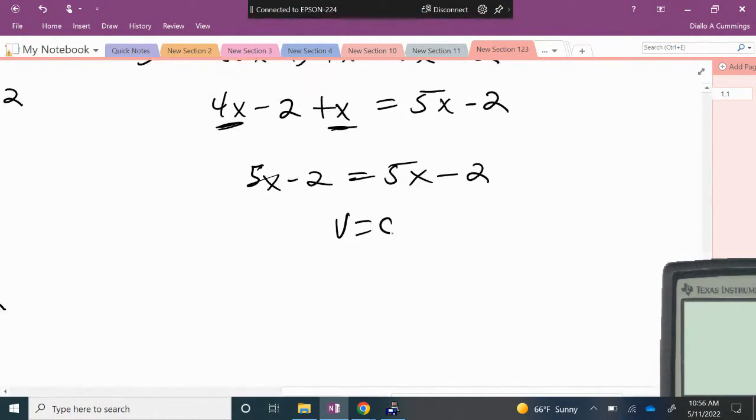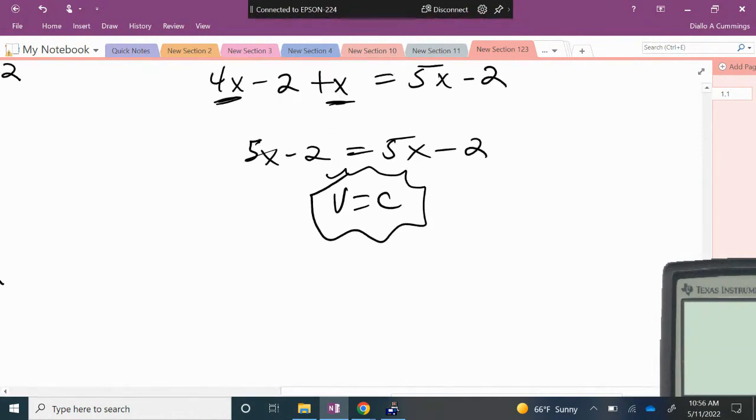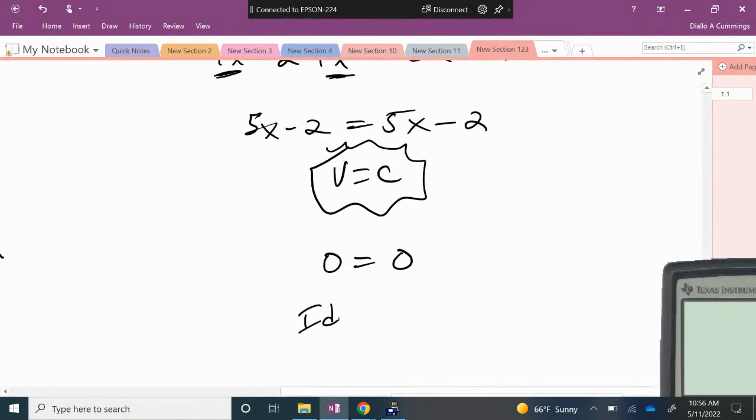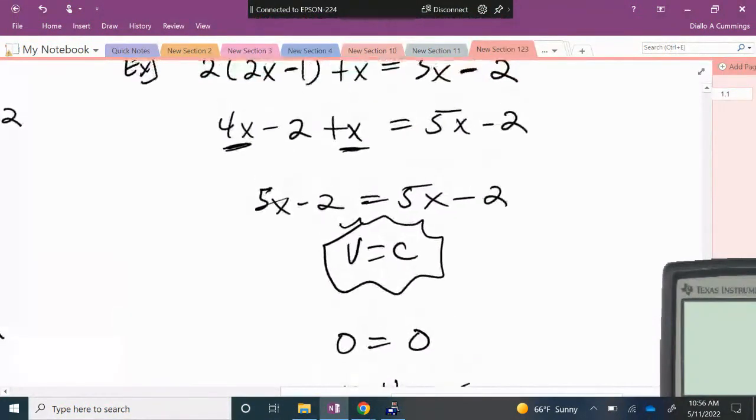But if I were to solve it, I would add 2 to both sides, and I would subtract 5x, and I would end up with something that looks like this. 0 equals 0. This is an identity for all real numbers, which means that every number is a solution to this equation.